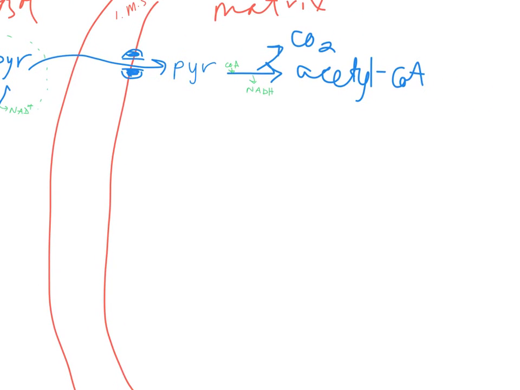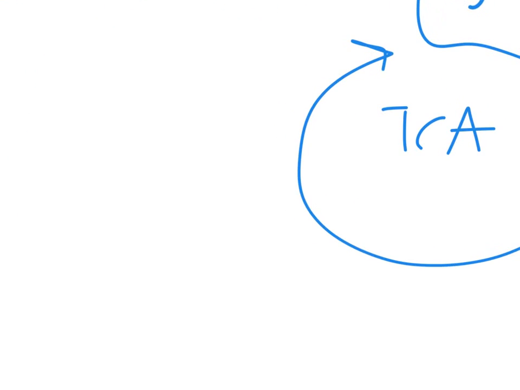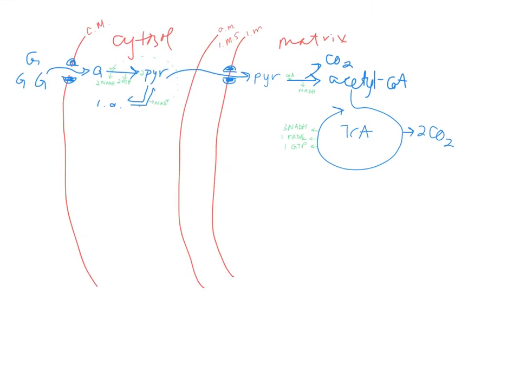And then to complete the oxidation of acetyl-CoA, it goes to the TCA cycle. And the final 2 carbons come out as 2 CO2s. So that's the complete oxidation. Again, we get 3 NADH, 1 FADH2, and 1 GTP per single turn.